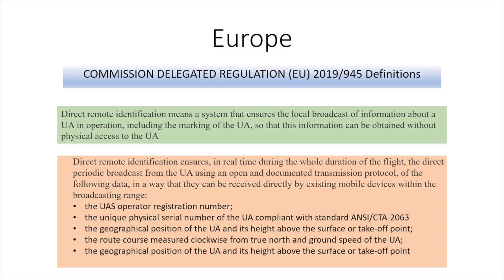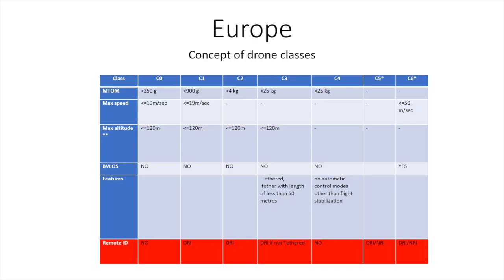However, regulations do not tell whether it should be direct drone ID or network drone ID. All drones flying in U-space should operate with network drone ID. Finally, we can add a remote ID row to our table of classes. We can see that all classes, excluding C0 and C4, must transmit remote ID, either as direct drone ID or network drone ID. That is it about Europe, and let's switch to Russia.